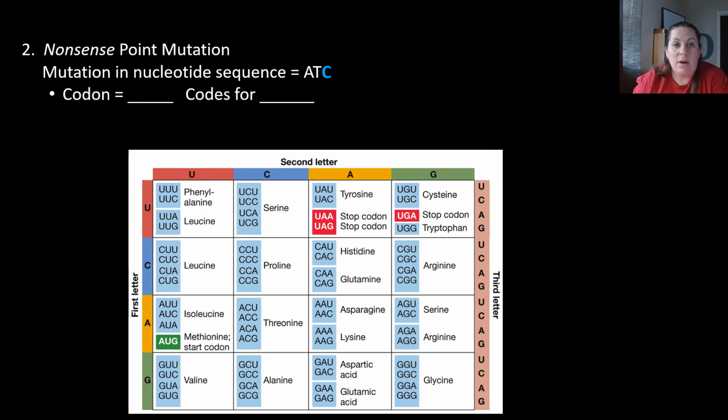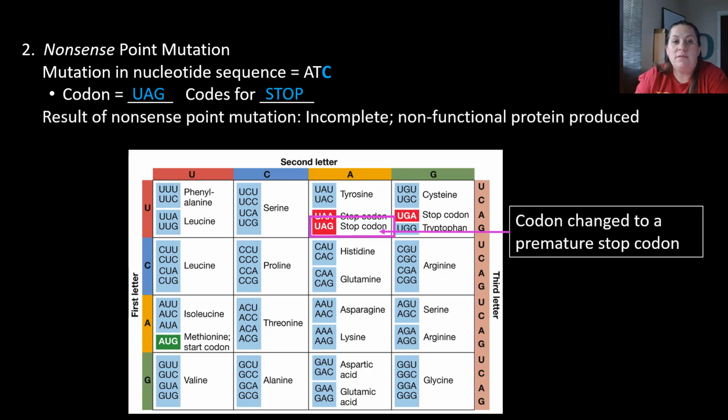A nonsense point mutation is a little different. So here I had ATC. This is going to be coded as UAG. UAG on the chart is going to code for stop. So this might be where it stops the formation of the protein too early. It's a nonsense mutation. So the results of nonsense point mutations are incomplete or non-functional proteins.